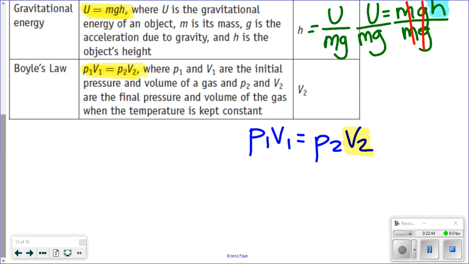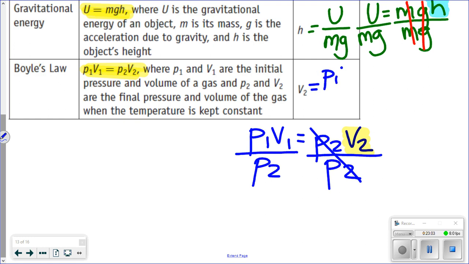V2. Currently, V2 is being multiplied by P2, or P sub 2. So the opposite is we're going to divide. Those cancel. Divide. And I'm all done. This will be our final answer.